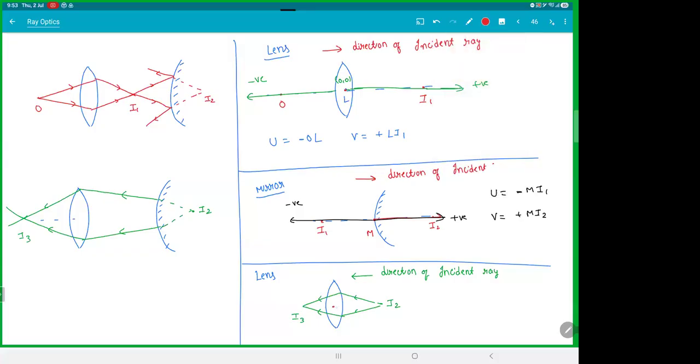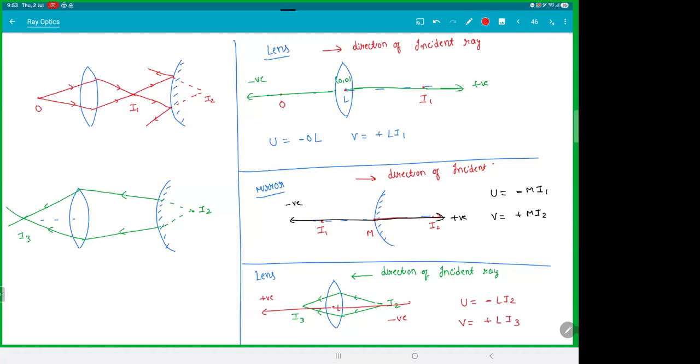That means from this logic, the lens is the origin here, this is your positive and this is your negative. Now your object distance is minus Li2, image distance is plus Li3. Are you clear with this convention? You follow the light ray. You just keep moving with the light ray.